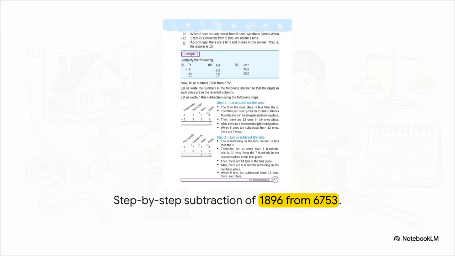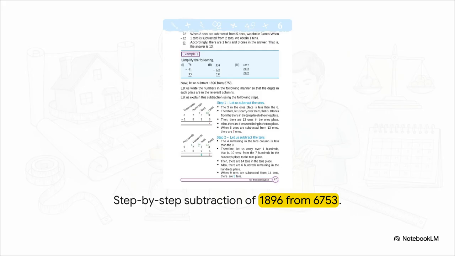Take a look at this example, where we're subtracting 1896 from 6753. Look at that ones column on the far right. You obviously can't take 6 away from 3. So what do we do? We borrow a 10 from the next column over, turning that 3 into a 13. 13 minus 6, that gives us 7. Awesome. But now in our tens column, our 5 has become a 4.